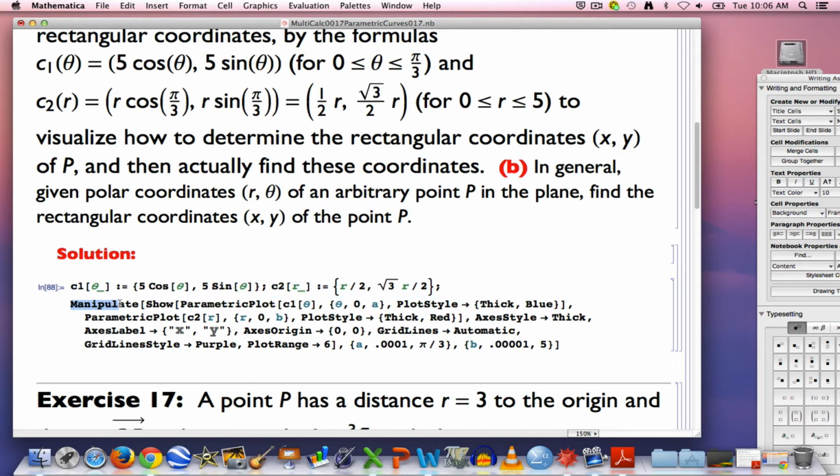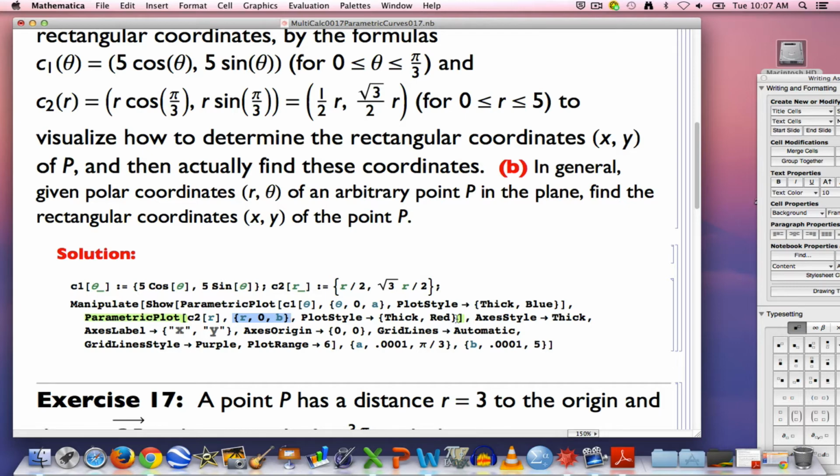I'm going to create an animation because I have a Manipulate here. I've got two animation parameters, A and B. A starts barely bigger than 0 and goes up to pi over 3. B starts barely bigger than 0 and goes up to 5. A is the right end point of the interval that I plot C1 over. Theta goes from 0 to A. And B is the right end point of the interval that I plot C2 over. R goes from 0 to B. So as A and B change, this creates an animation because we get bigger and bigger pieces of each of these curves.